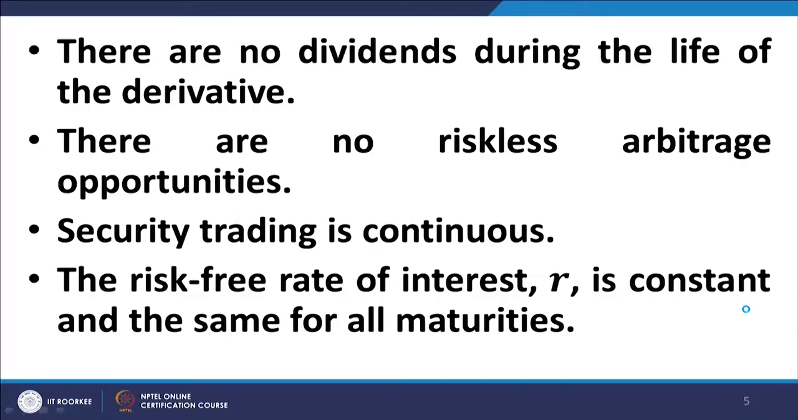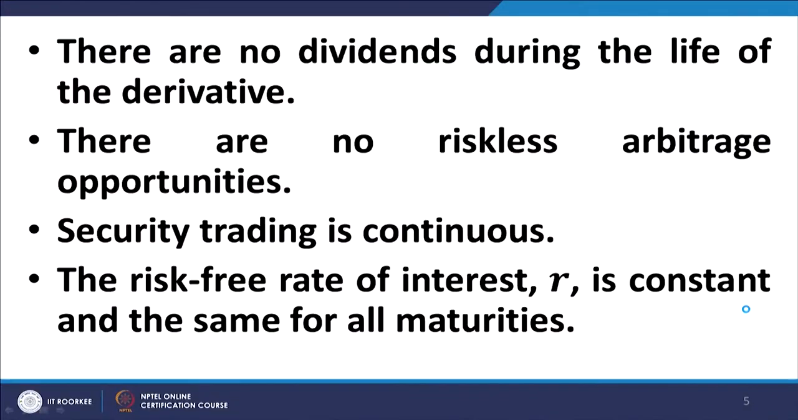There are no transaction costs or taxes. In other words, there are no market frictions. Then all securities are perfectly divisible, and securities form a continuum in that sense. They can be traded in values of any positive real number, of course. There are no dividends during the life of the derivative. This is an important assumption. Of course, the Black-Scholes model can be modified to accommodate dividends, but for the moment, the fundamental model assumes that there are no dividends during the life of the derivative.